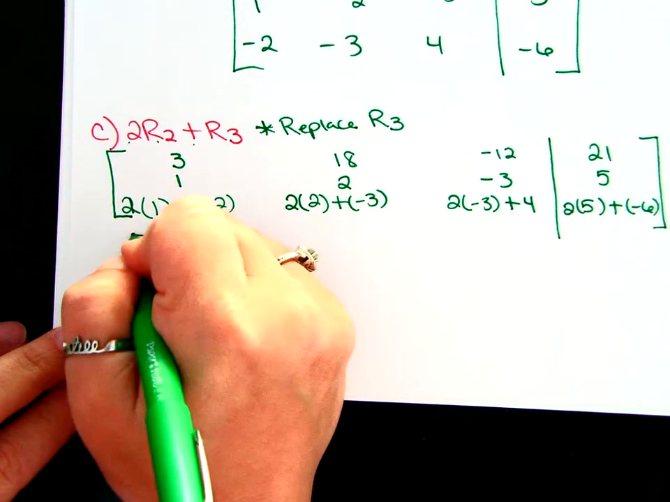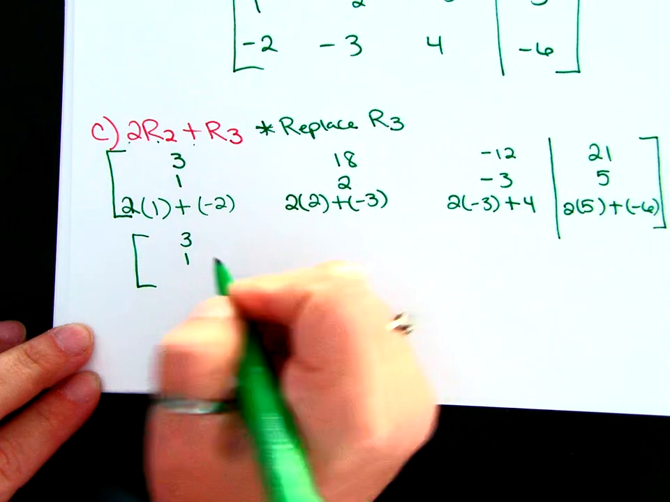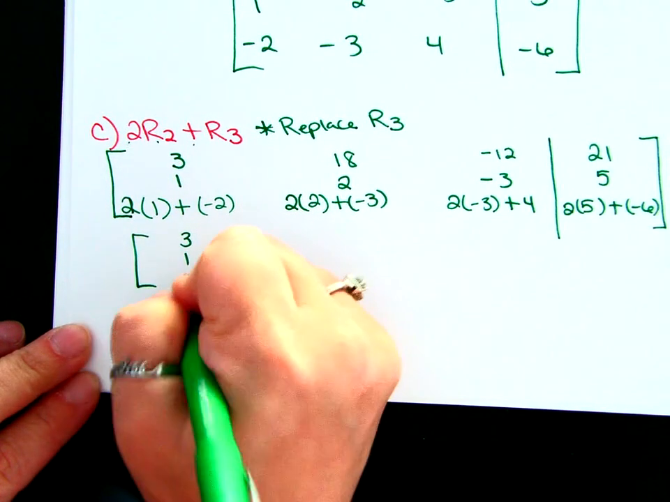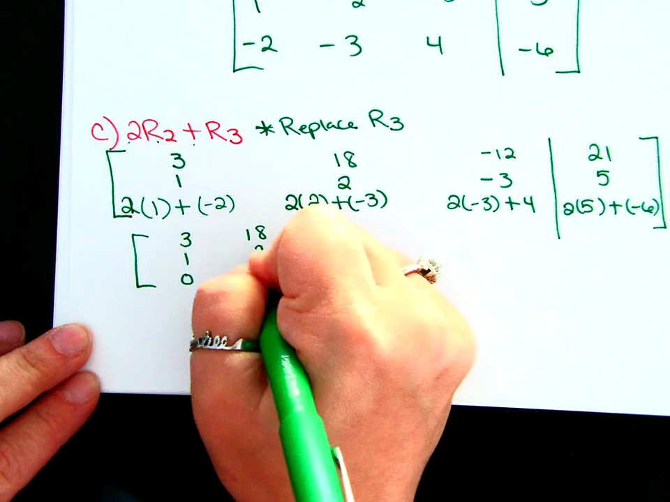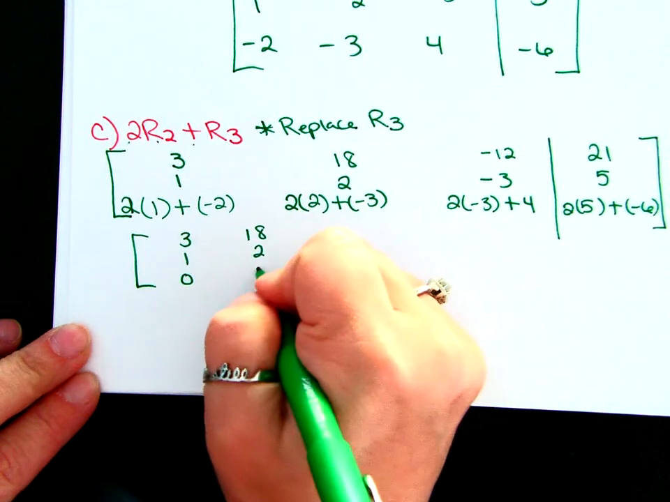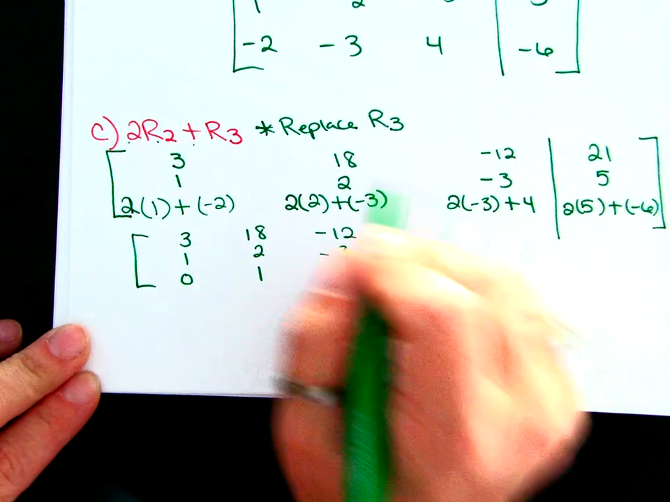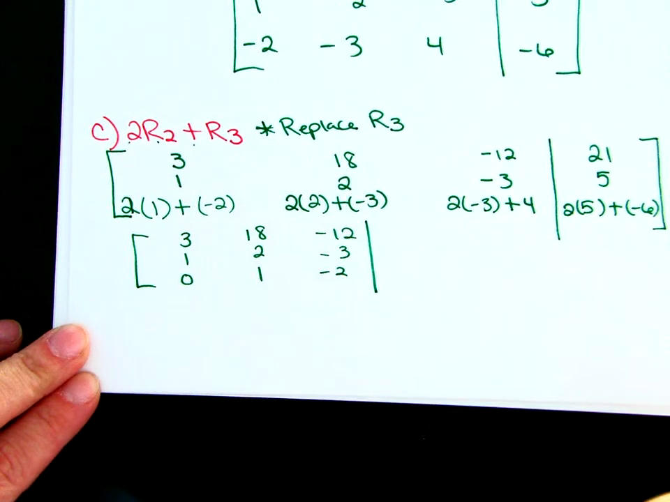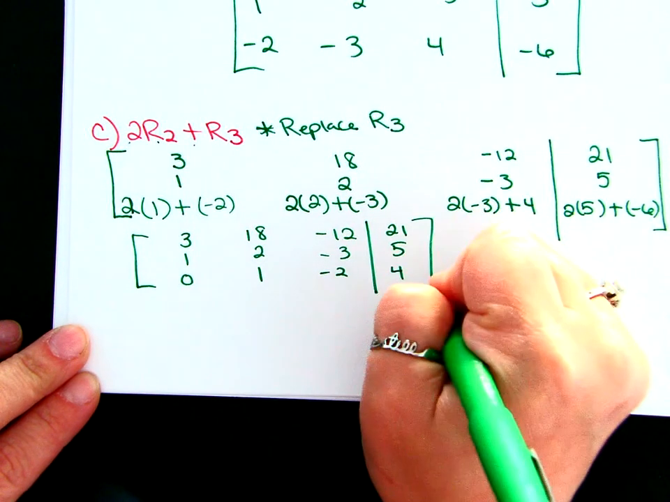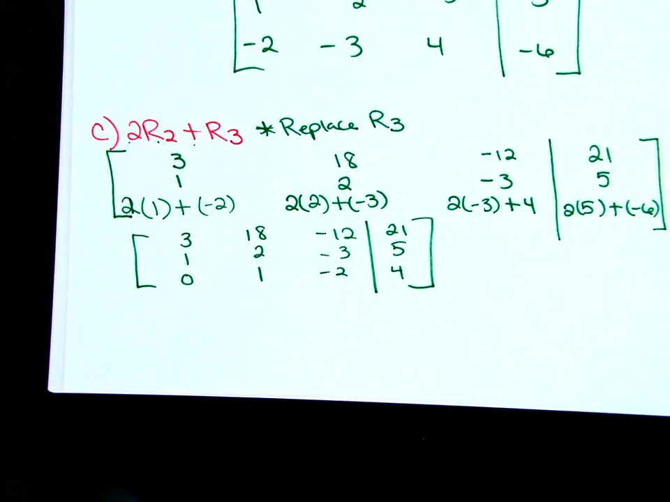So we get 3, 1, positive 2 minus 2 will give me 0. 4 minus 3 will give me 1. Negative 6 plus 4 will give me a negative 2. 10 minus 6 will give me 4. Questions?